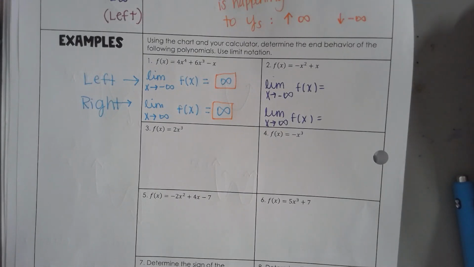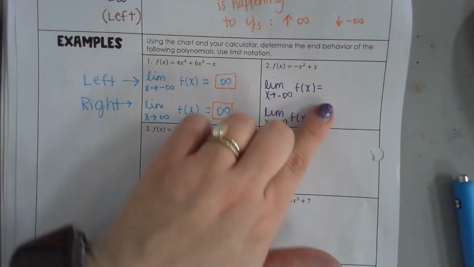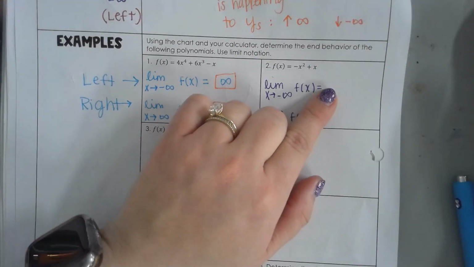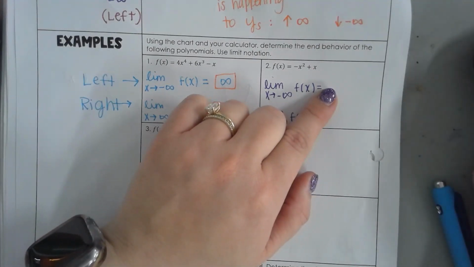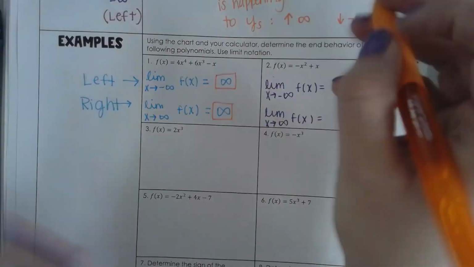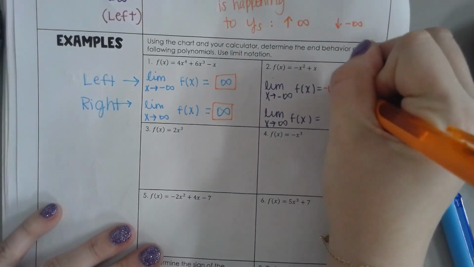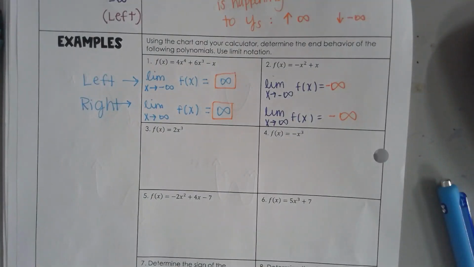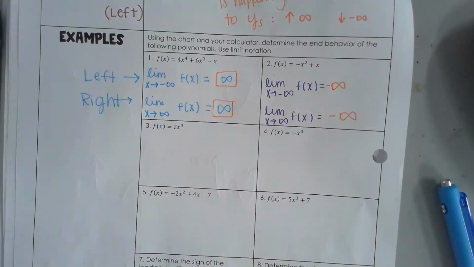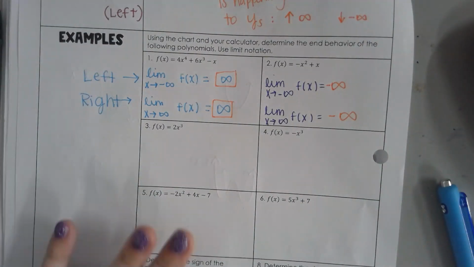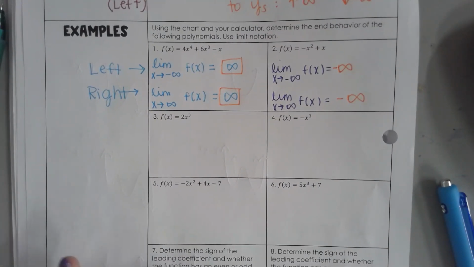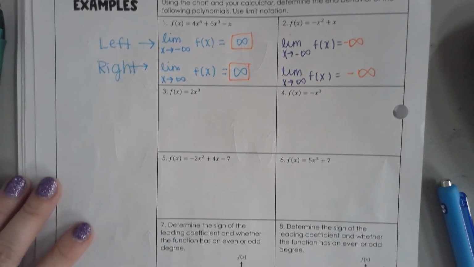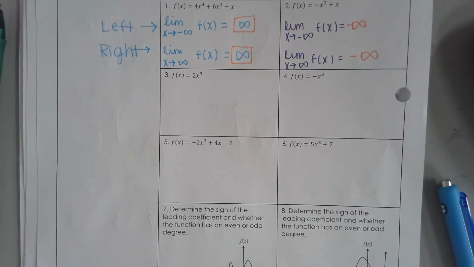So the left side, what are we going to put over here on the left side in the limit? Negative infinity. Negative infinity on the other one. Yep, negative infinity on both. The left side points down, so we write negative infinity. The right side points down, so we write negative infinity. All right, number 3.